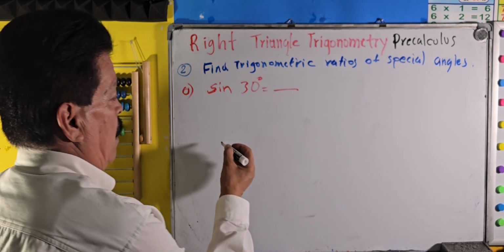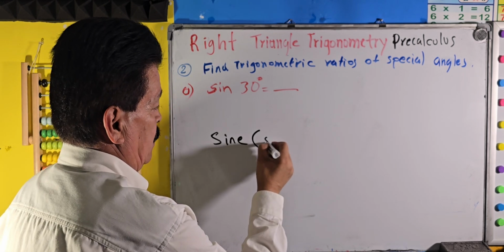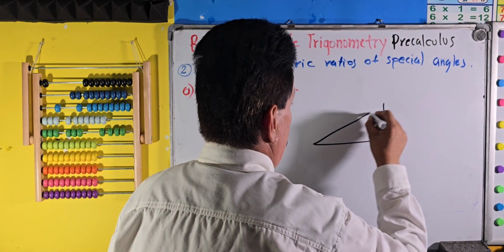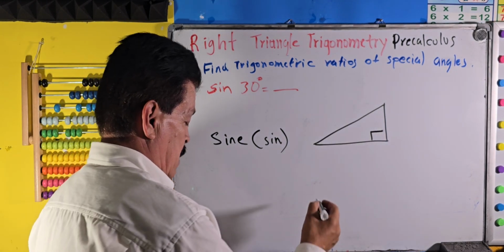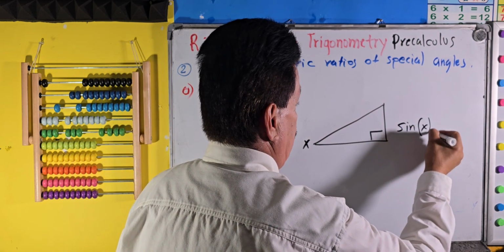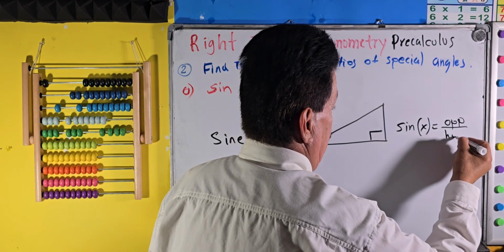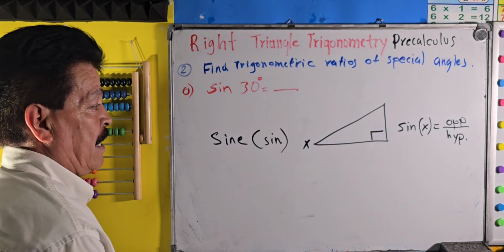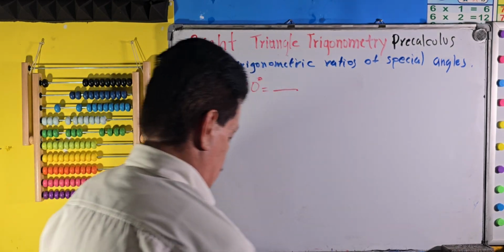So first of all, let me remember the sine. Just for review, to memorize, learning is better. When you have a right triangle right here, and you have this angle x, the sine of x is equal to opposite divided by hypotenuse. So this is the definition. Okay, we're talking about this concept, the sine. All right. So then let's go to solve our problem.